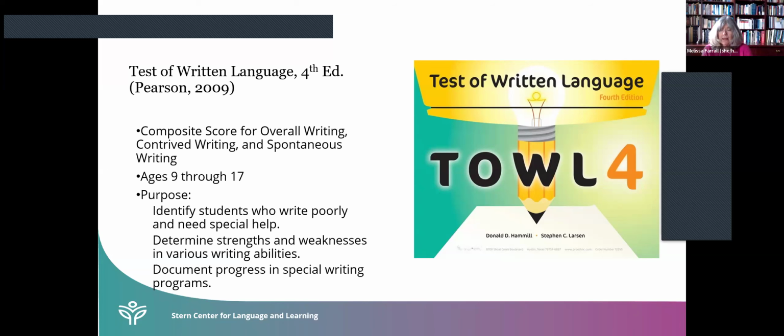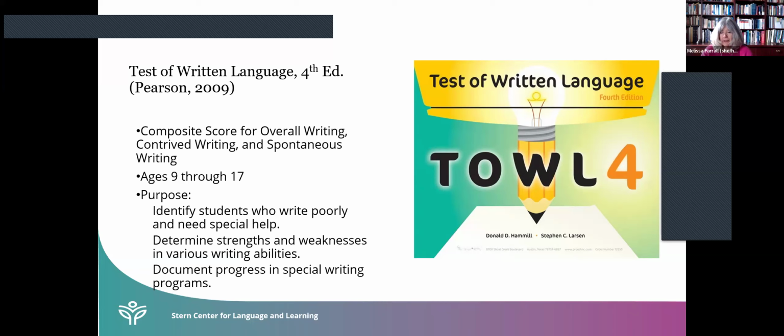All right, so let's come back to the Test of Written Language, the 4th edition. I've been around for a while, so when I started to test kids, I actually started way back with the 1st edition. So it's always interesting to see how tests change from edition to edition. We hope that with each edition, the test gets better, but that's not always the case. So we'll talk about that a little bit.